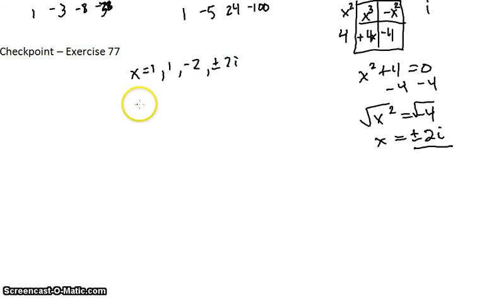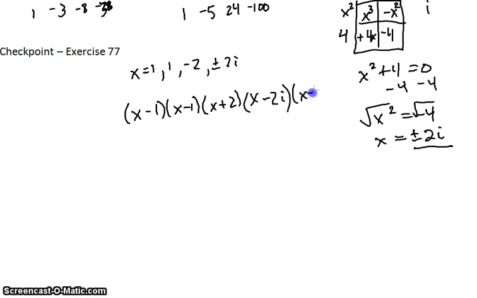So if I write this as the product of linear factors, it's going to look like this. The plus 2i would look like this. The minus 2i would look like this. And this is my product of linear factors for this problem.